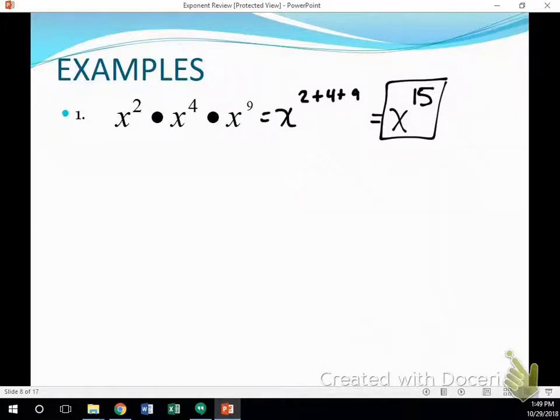Okay. Questions on that one? So are all of the problems going to be like that, or is the x going to be numbers too? We will probably get to ones where we'll have coefficients mixed in.